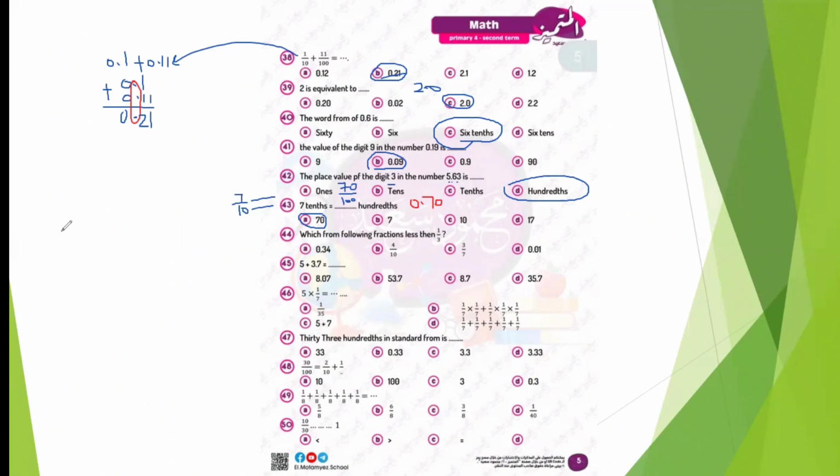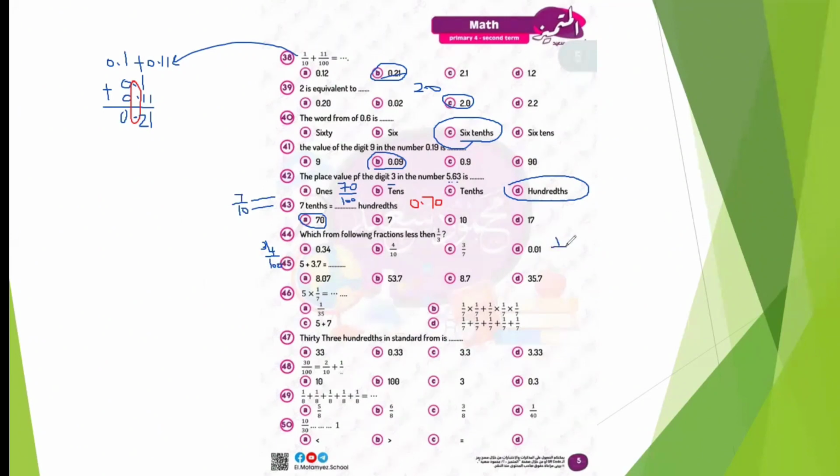44. Which of the four following fractions is less than 1/3? So we have to compare. 0.34, that means 34 out of 100. 4 out of 10. 3 out of 7.